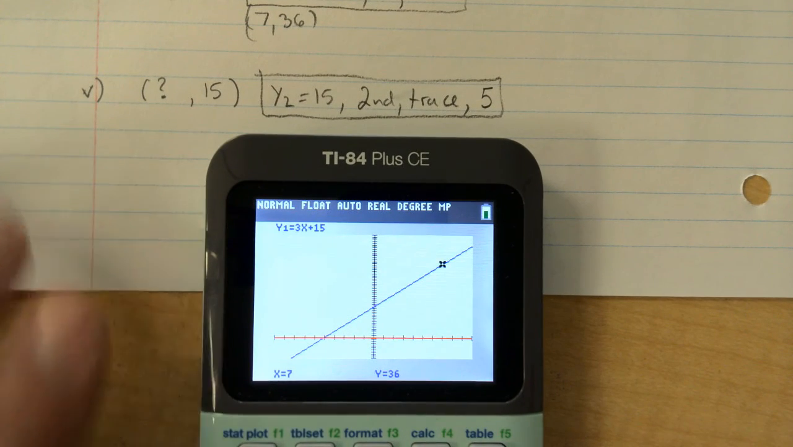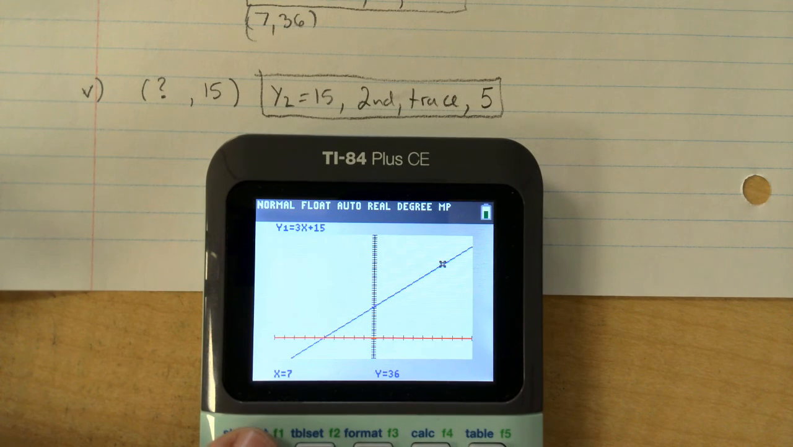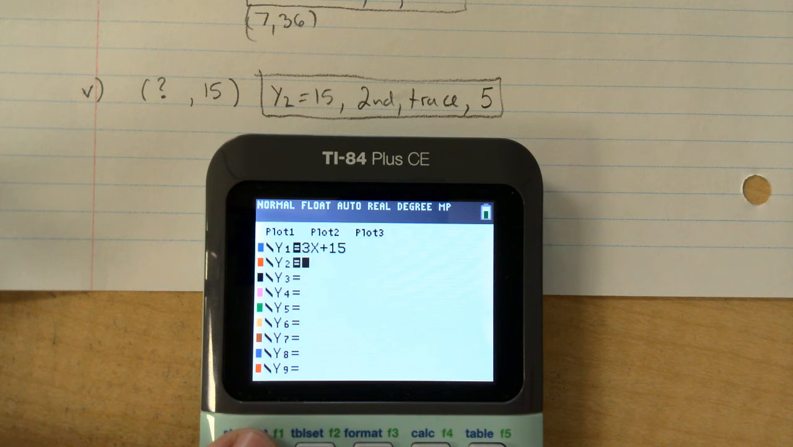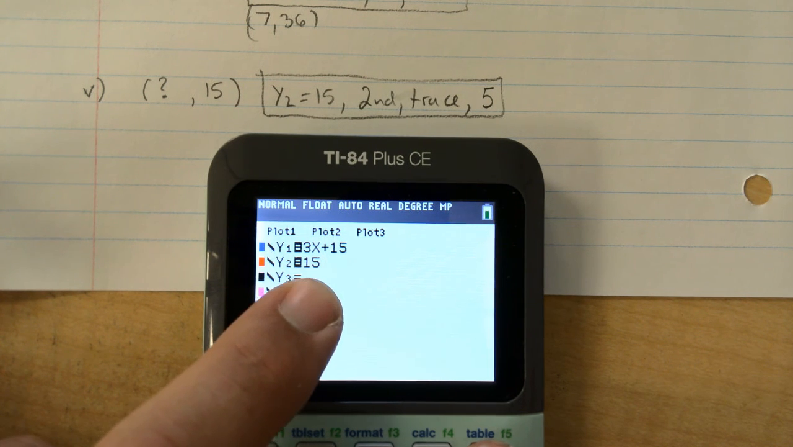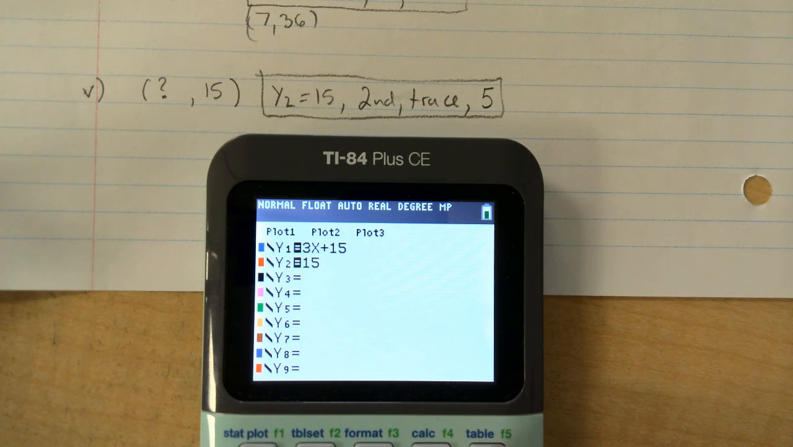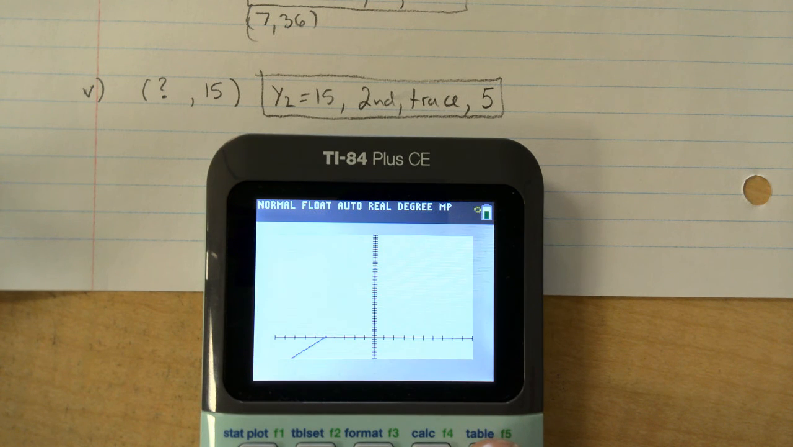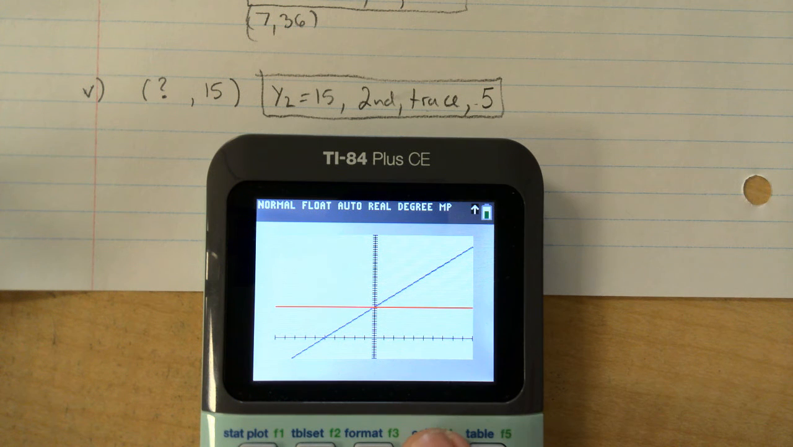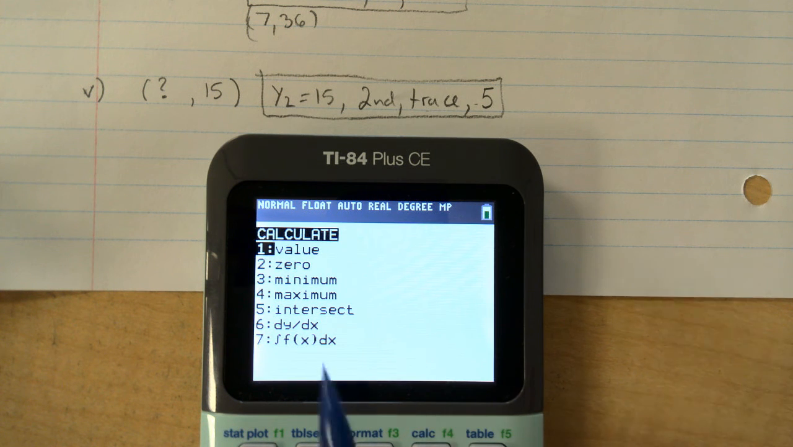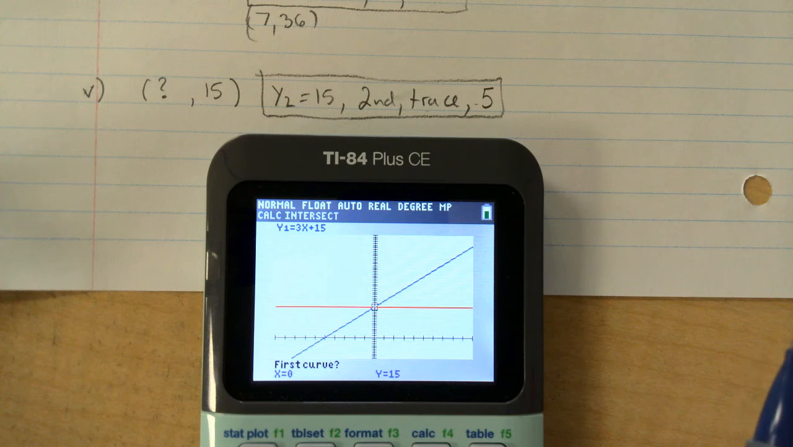So watch what I'm going to do now. I go to y equals, y2 is equal to 15, right? Then you hit graph. You're like, Mr. Dixon, why did you change the 0? Because I'm no longer wanting the x-intercept, right? So go ahead and graph it. And then you got to go second trace 5 for intersect.